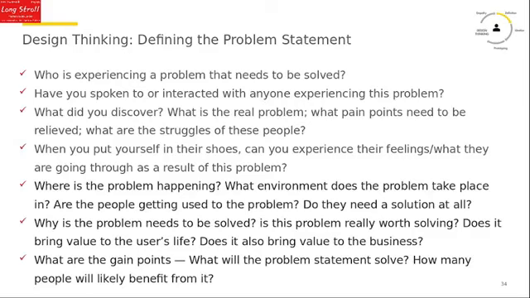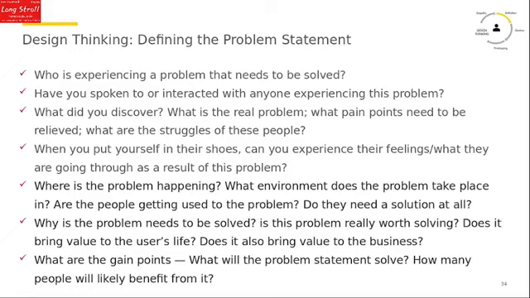The next question is, have you spoken with them or interacted with anyone experiencing such a problem? If you have, what did you discover? What is the real problem? What pain points need to be relieved? What are the struggles of these people? And these people whom you have discovered have this particular problem, can you clearly define their profile? For example, their age range, and probably their income status, and so on and so forth. So you have an idea of the category of people that have this problem.